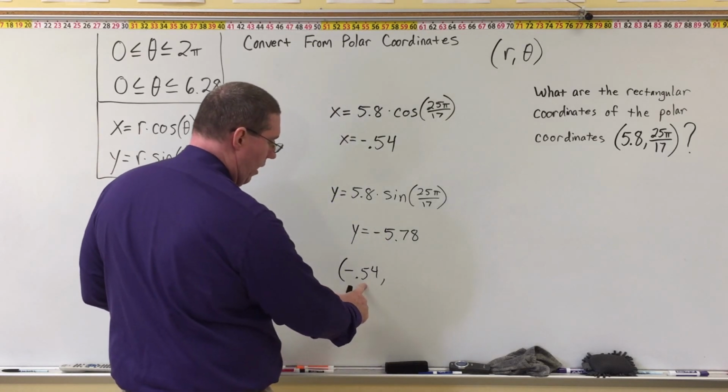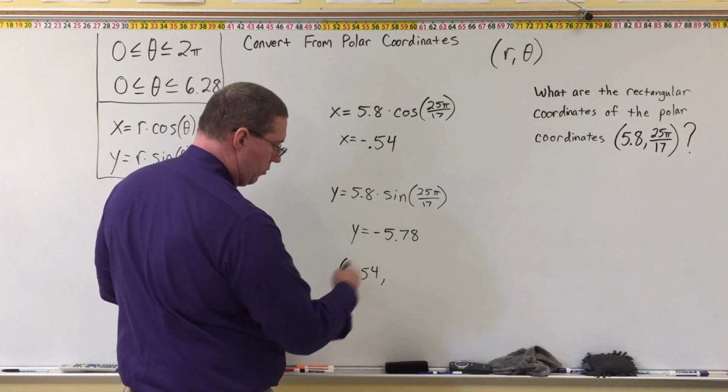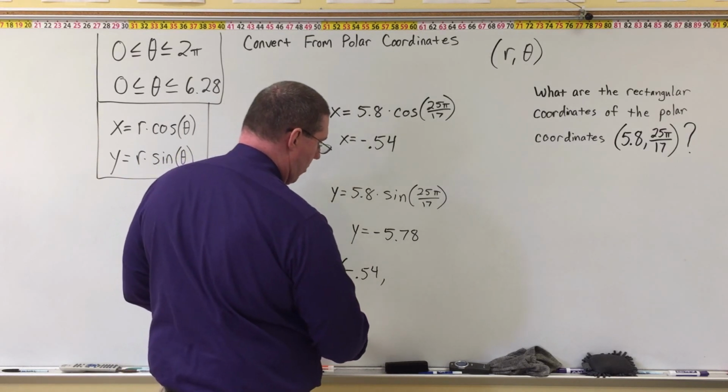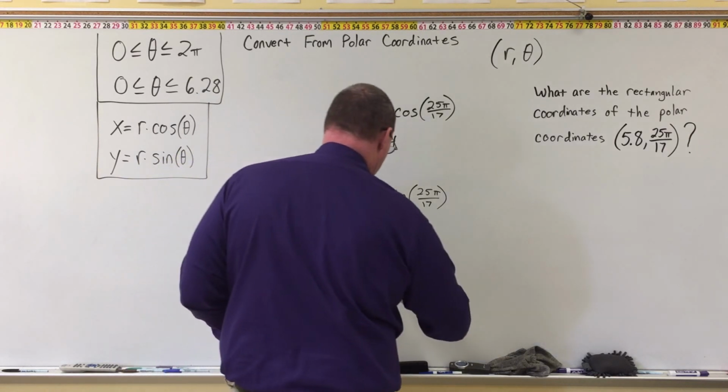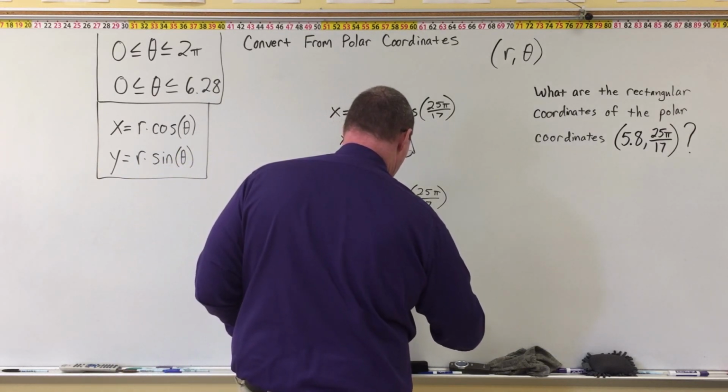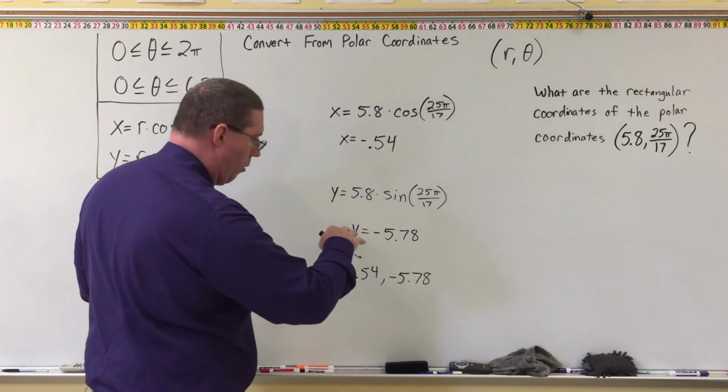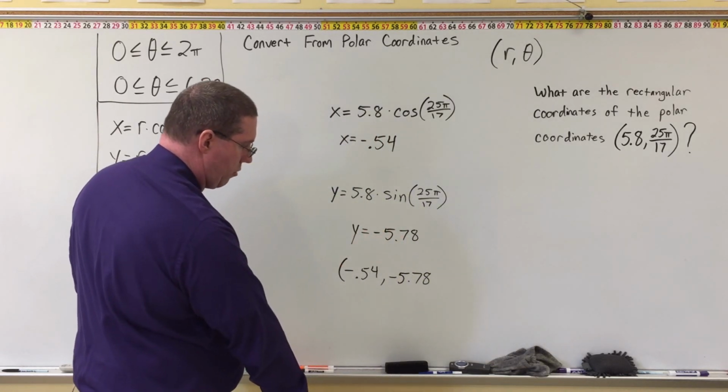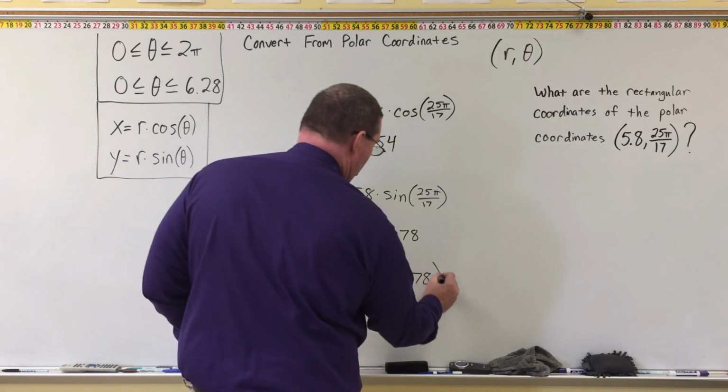Okay, that's just to the left. It's a negative value, so just to the left of the y-axis. And then negative 5.78, which is almost negative 6, almost 6 units down. So this is in the third quadrant.